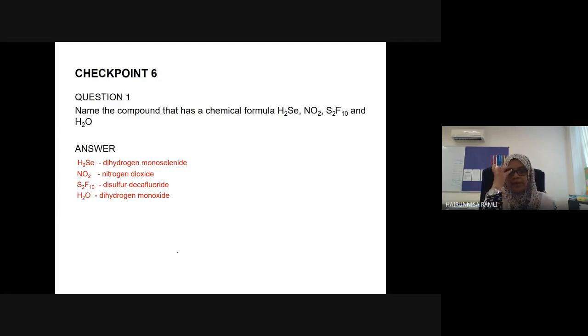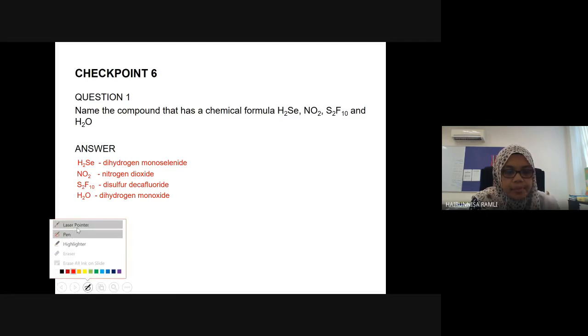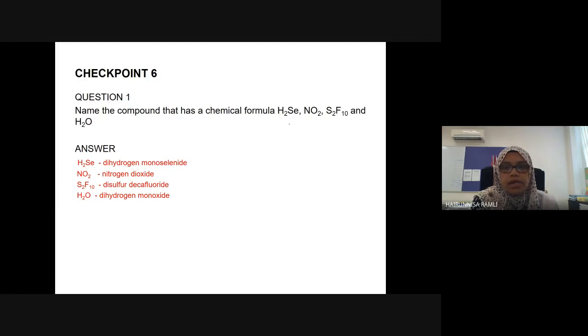Okay, so for this checkpoint, because the answers are already shown, I want you to check whether your answer is correct or not. Did you get the same as the given answer? H2Se dihydrogen monoselenide. NO2 nitrogen dioxide. S2F10 disulfur decafluoride, and H2O.